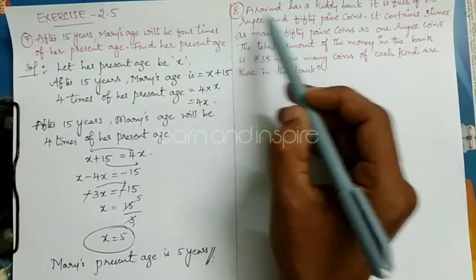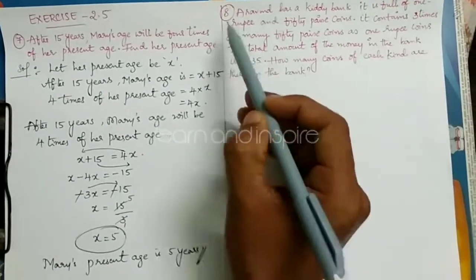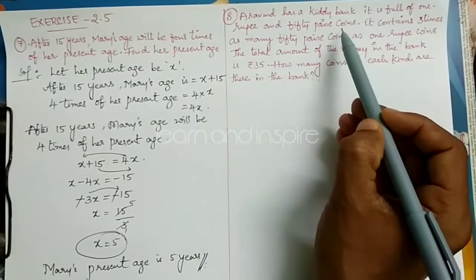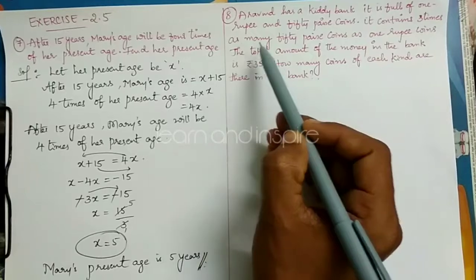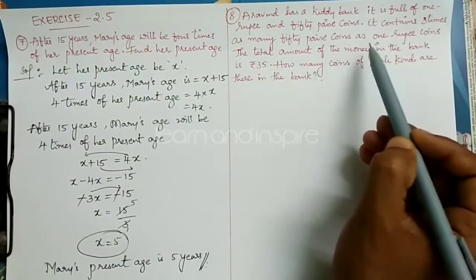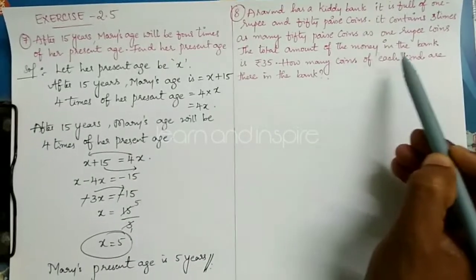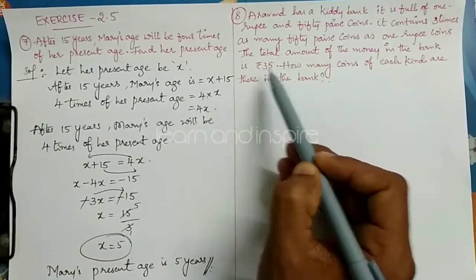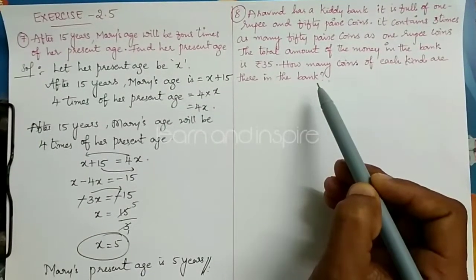Next, question number 8. Aravind has a piggy bank. It is full of 1 rupee and 50 paisa coins. It contains 3 times as many 50 paisa coins as 1 rupee coins. The total amount of money in the bank is 35. How many coins of each kind are there in the bank?